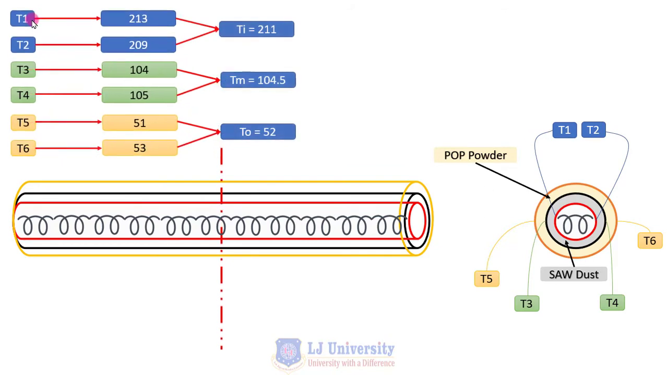From T1 and T2, we can easily get the surface temperature of the innermost cylinder by (T1 plus T2) divided by 2, so that Ti is equal to 211. From T3 and T4, we get the surface temperature of the middle cylinder, (T3 plus T4) divided by 2, which is 104.5, our Tm. Using T5 and T6, we get the surface temperature of the outermost cylinder, (T5 plus T6) divided by 2, which is To, 52.